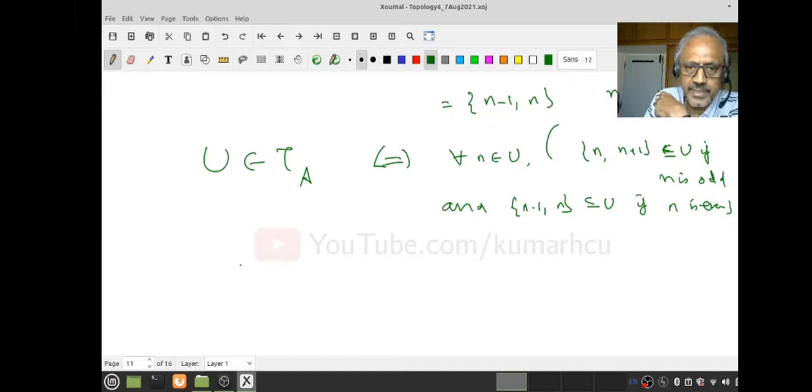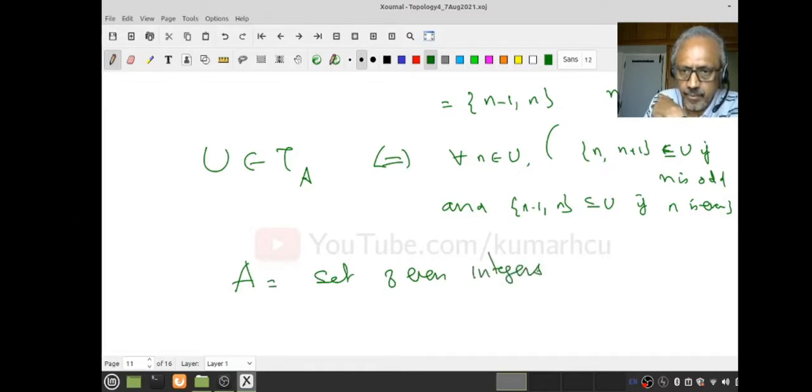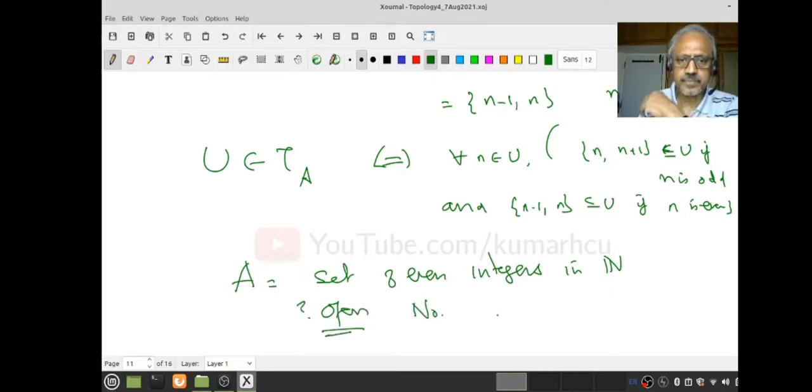So suppose I take A equal to the set of even integers in N. Is this open? No, because whenever an even integer is there, its predecessor, an odd integer, should be there, right? Similarly, if I take odd integers, whenever n is there, if it is odd, then its successor, namely n plus 1, the next even integer, must be there. That's not true. You follow that? Therefore these are all not open.